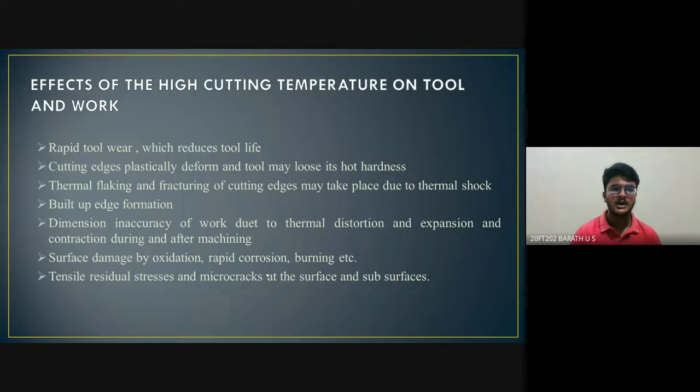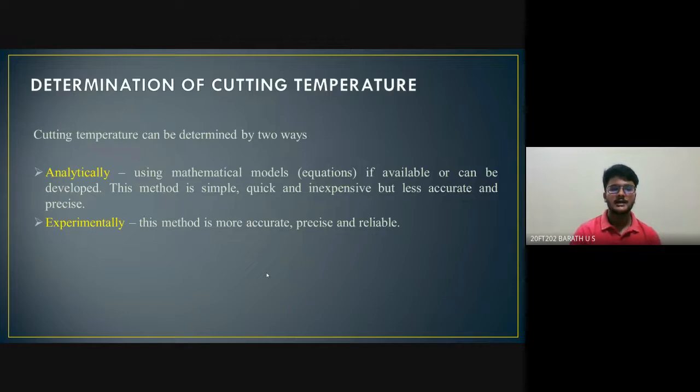And it causes built-up edge formation and surface damage by oxidation. I already said oxidation is created between the tool and workpiece. It is created in the chip, and the chip changes color to dark blue, like we are seeing in the working area. Like the deformation of the cutting tool, there are a lot of deformations involved. There are two types of methods involved, analytical and experimental. In the analytical method, we use different types of software to check the cutting temperature.